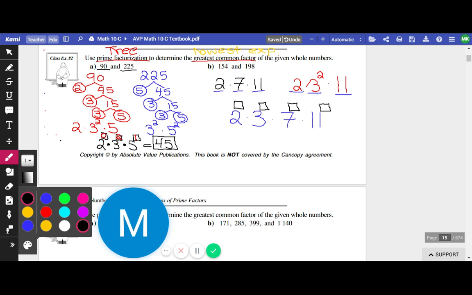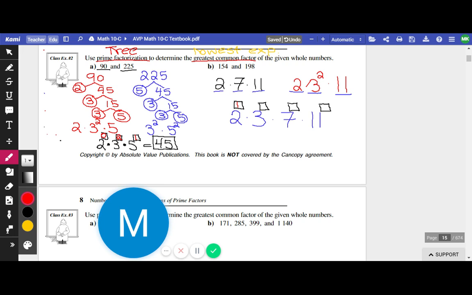The lowest exponent for 2. What was the lowest exponent I used on a 2? 1. Okay. This one had 2 to the power 1. This one had 2 to the power 1. The lowest exponent would have been a 1.